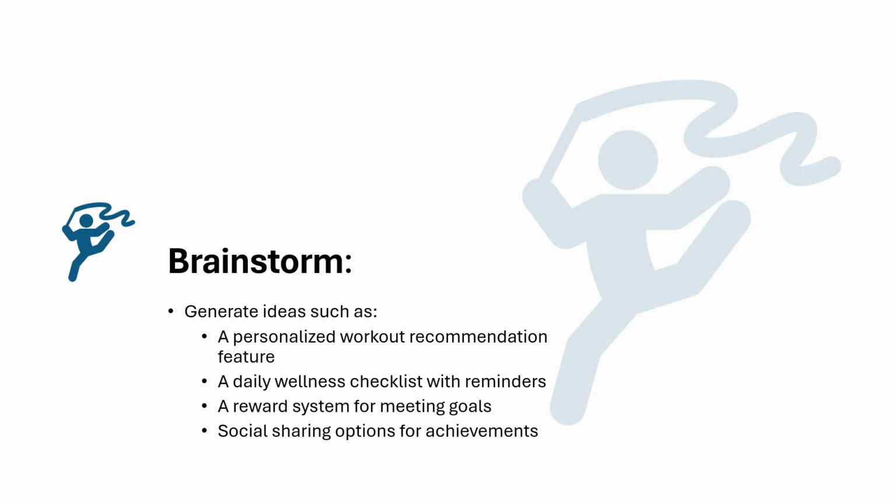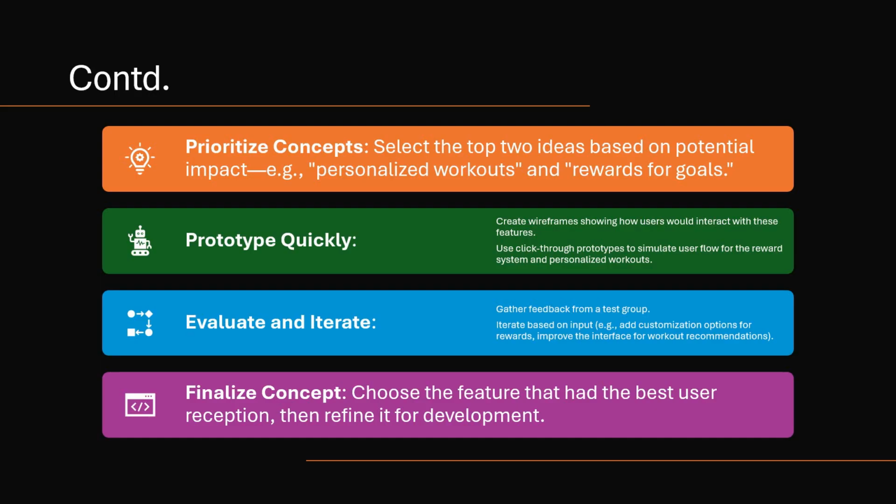Well, we need to now brainstorm. The brainstorming is a very important stage where without any judgment you can hear from your team. You can generate ideas which can be like a personalized workout recommendation feature, a daily wellness checklist with reminders, a reward system for meeting goals which could be very encouraging for the users, social sharing options for achievements. I ran 20 kilometers today and I can share it in my social media. So that way you should enable that option. All these can be ideas that can come from the team and you need to brainstorm.